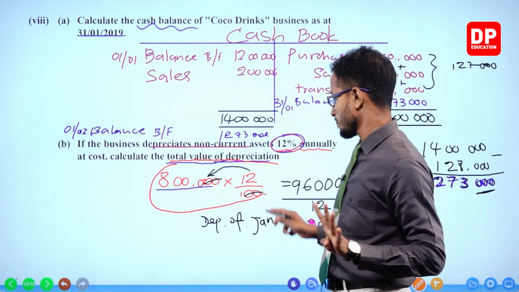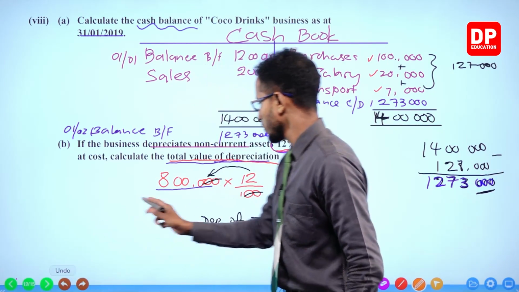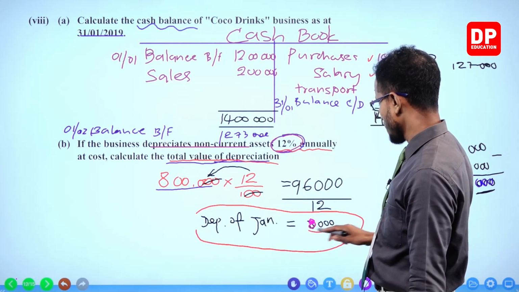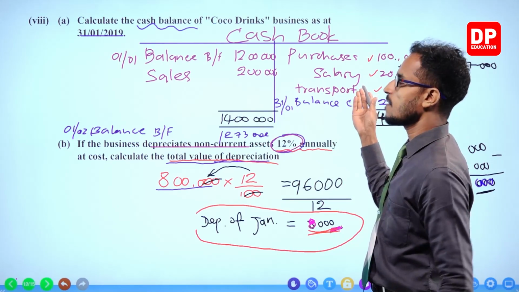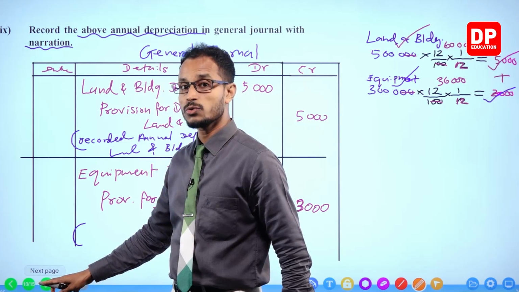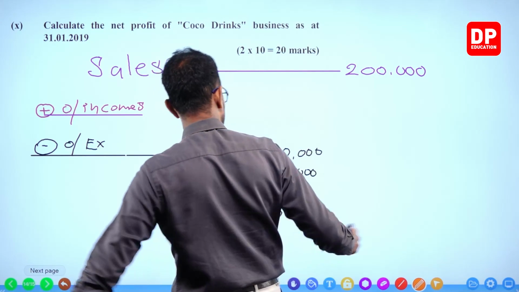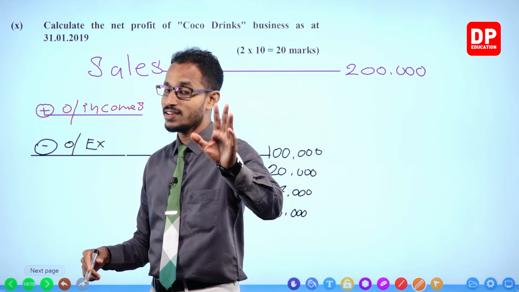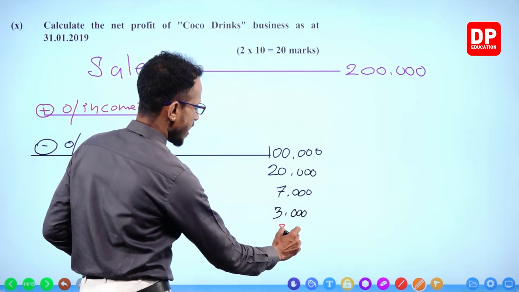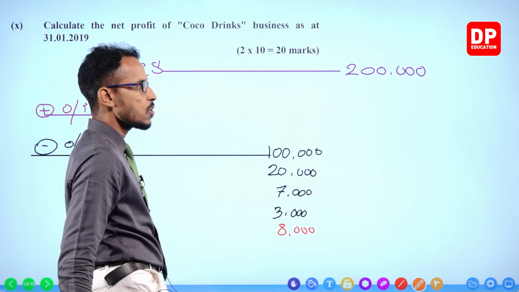What about this one? The depreciation. This is an expense, although it is not in the cash book. It is a non-monetary expense, and it must be included in the profit or loss, just like accrued expenses. So we include 8,000 in the profit or loss as an expense when we calculate the profit or loss.